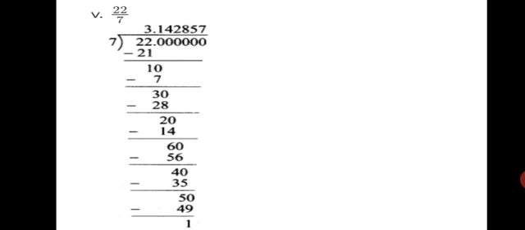And now after 1 you will get, see, suppose you take a 0 and 7 1s are 7. Then your remainder will be 3. 7 4s are 28. Same sequence will repeat. So your answer will be 22 upon 7 is equal to 3.142857 and a horizontal line on top, which shows that all these digits are repeated now in a sequence.